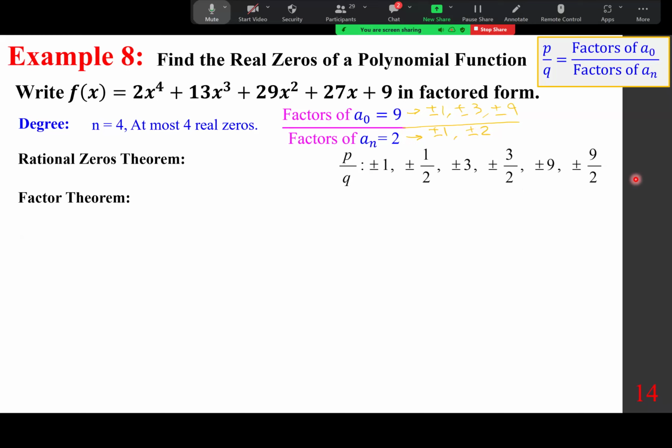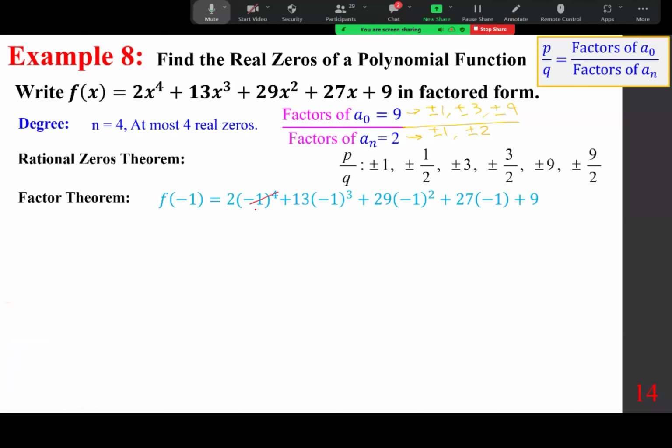The factor theorem is used because it's faster than the synthetic division. First, we're going to figure out what works. If you look at negative 1, you have 2 times negative 1 to the power 4 plus 13 times negative 1 cubed plus 29 times negative 1 squared plus 27 times negative 1 plus 9. Let's see what we get here.